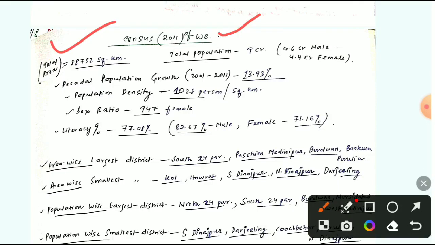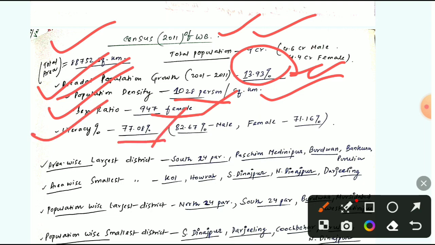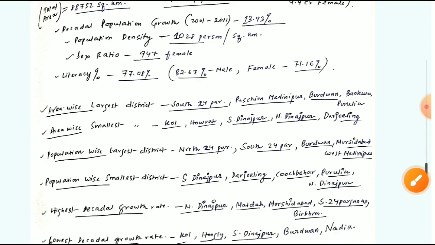Next is census 2011 of West Bengal. Total area 88,752. Total population 9 crores. Decadal population growth 13.93, important. Population density 1028, important. Sex ratio 947 female. Literacy 77.08%. Male is 82, female is 71%. Very important. Literacy rate 77.08.